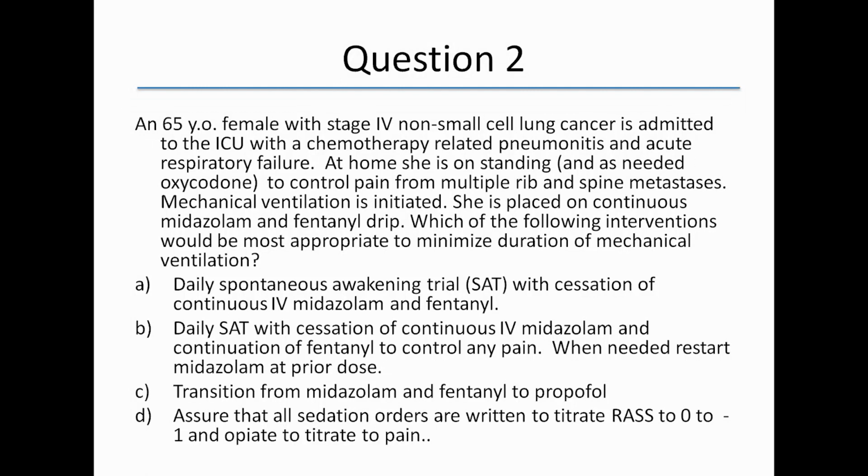A, daily spontaneous awakening trial with cessation of continuous IV midazolam and fentanyl. B, daily SAT with cessation of continuous IV midazolam and continuation of fentanyl to control any pain. When needed, restart the midazolam at the prior dose. C, to transition from midazolam and fentanyl to propofol. Or D, assure that all sedation orders are written to titrate to a RASS of 0 to -1 and opiate to titrate to pain.